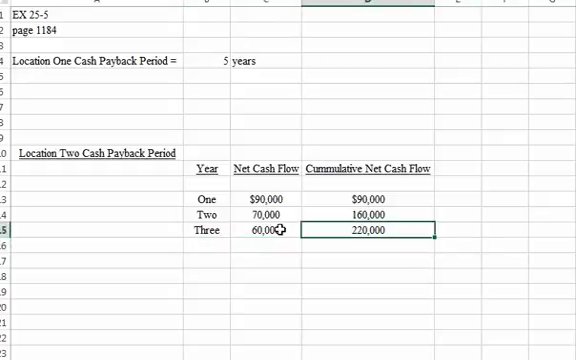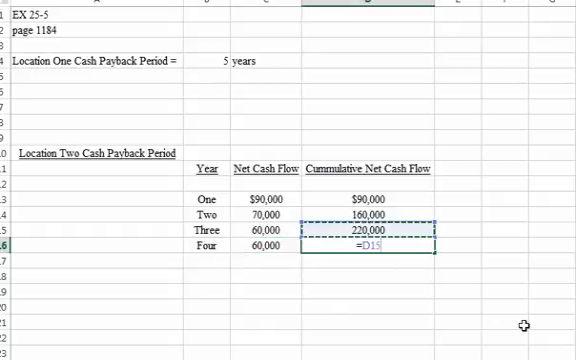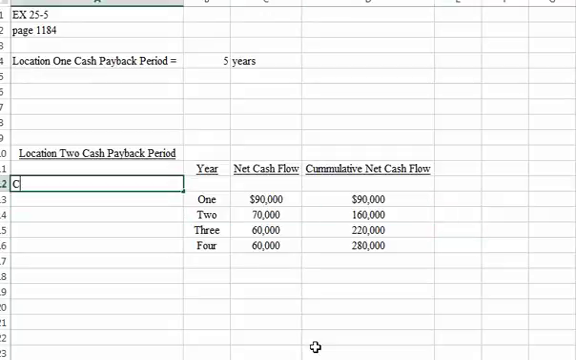Now we want to stop when we get back to the original cost of 280,000, and as you can already see, we're going to get there in year 4. Cash flow in year 4 is 60,000 again, which gets us to our cost of 280,000. So location 2, cash payback period is equal to 4 years.